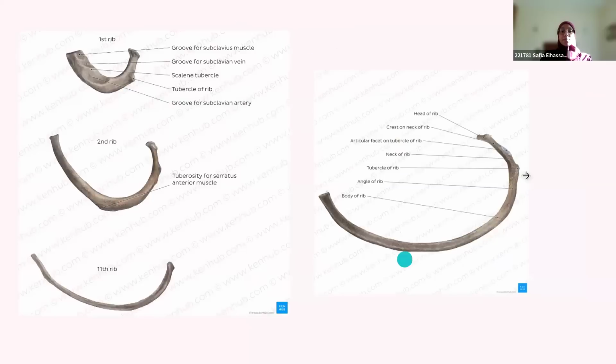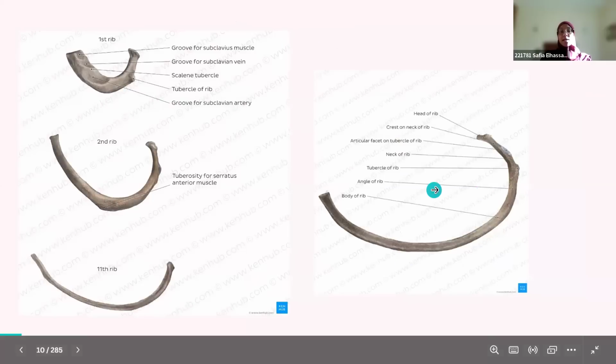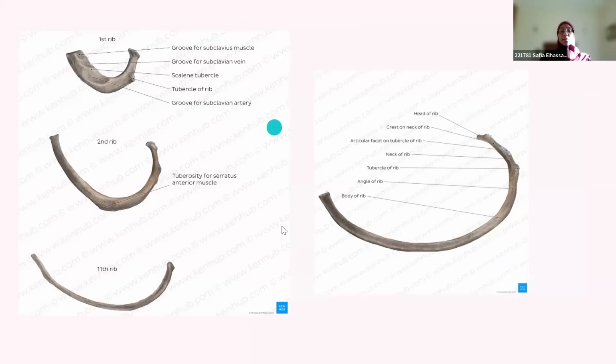So here are all of the ribs side by side, just to give you guys a better understanding, so you can actually compare the features for yourselves. This is a typical rib with the head, the neck, and the body. And this is an atypical rib, specifically rib number 1, which we just looked at. And this is rib number 2. One thing that's really unique about rib number 2 is that it has a tuberosity for attachment of the serratus anterior muscle. And this is rib number 11, which is an atypical rib, and it's floating.